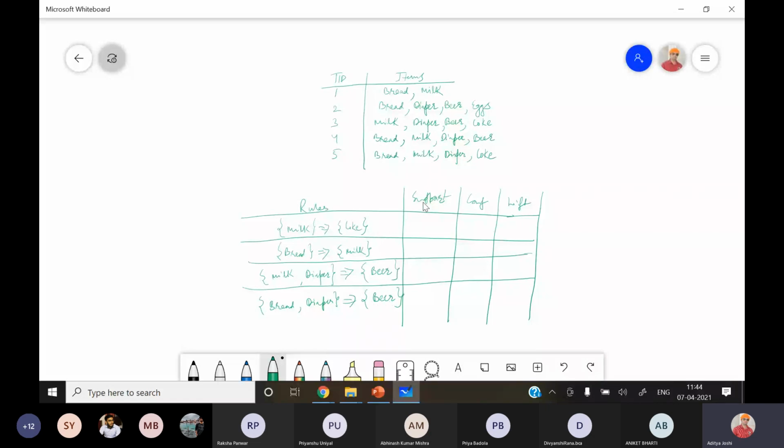So these are the 2 questions that may come in examination, along with the definition of what is association rule, what is confidence, support, and lift, and the one numerical will come in examination.